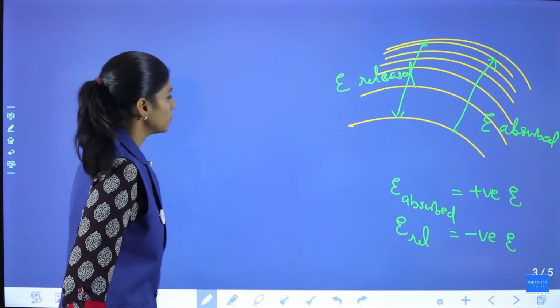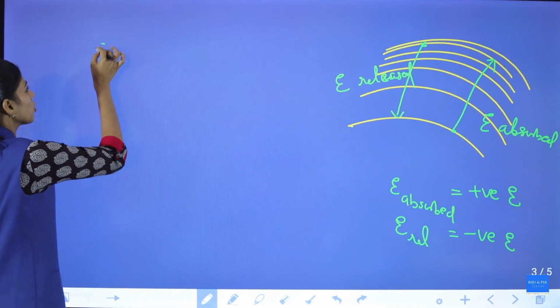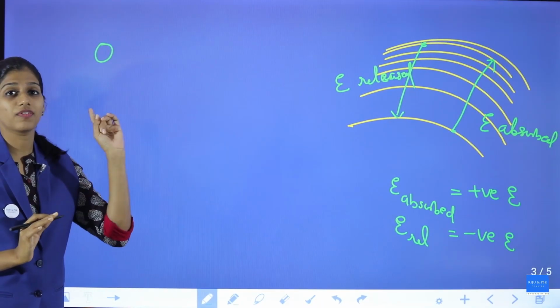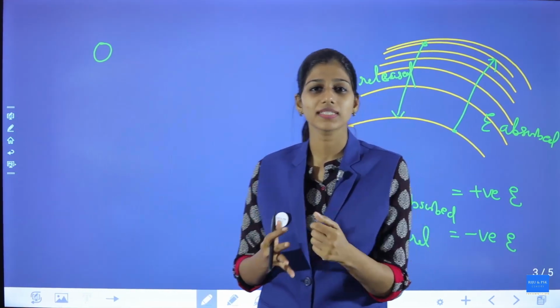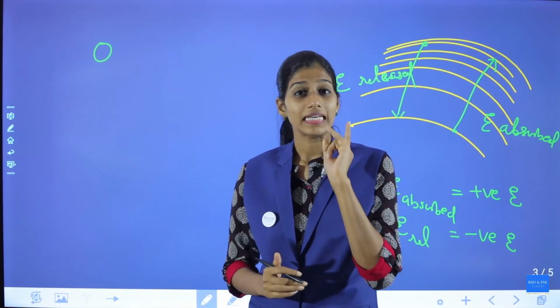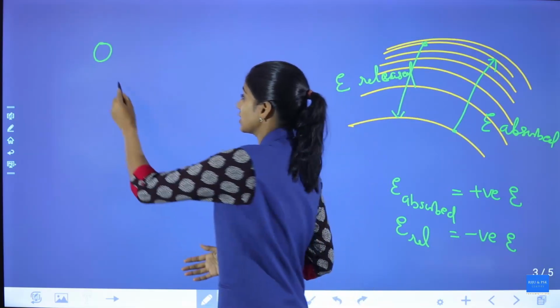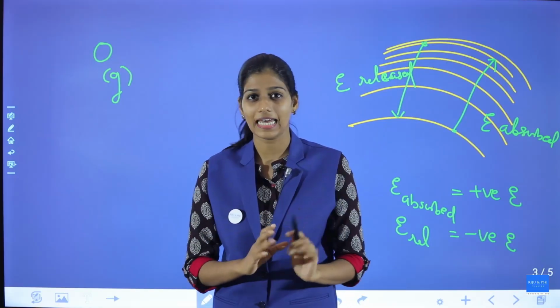Okay, so let's say you consider oxygen, and I am going to discuss the electron gain enthalpy of oxygen. For the electron gain enthalpy of oxygen, we have to consider the isolated gaseous oxygen atom in the ground state. So this is basically your gas.